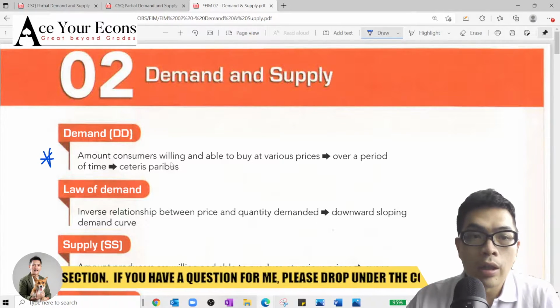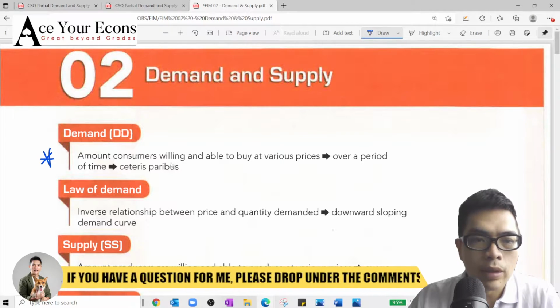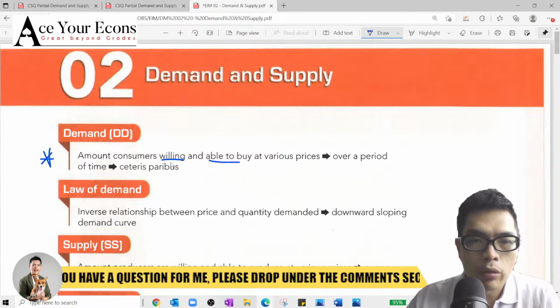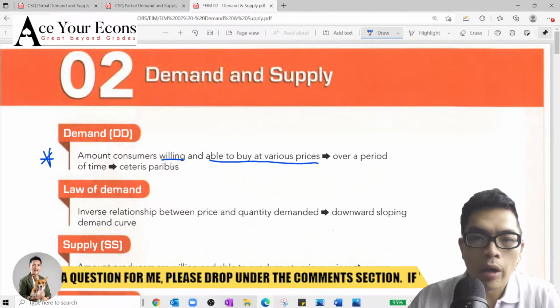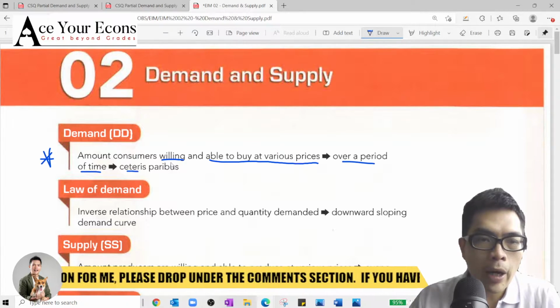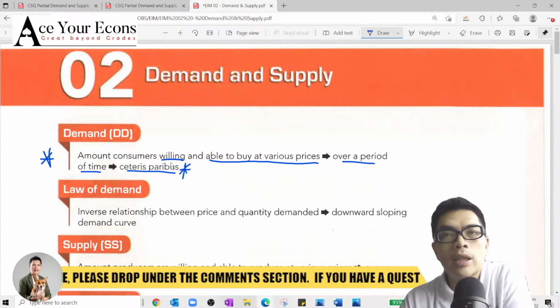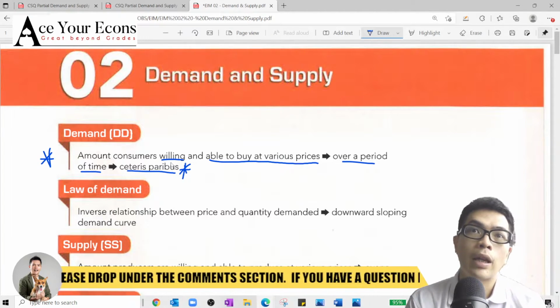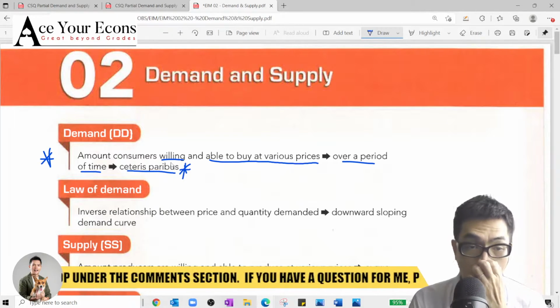Things to look out for. Demand is the amount that consumers are willing and able to buy at various price levels over a given time period, ceteris paribus. You have to assume ceteris paribus. For students who don't use ceteris paribus, I will deduct marks. I've mentioned this last week. Ceteris paribus is an important assumption.